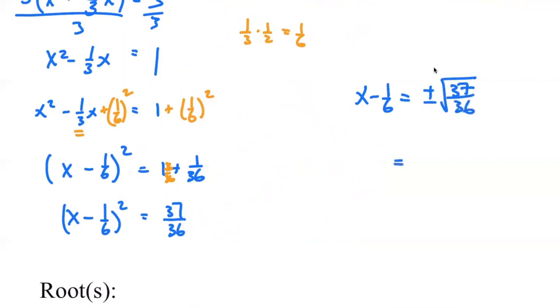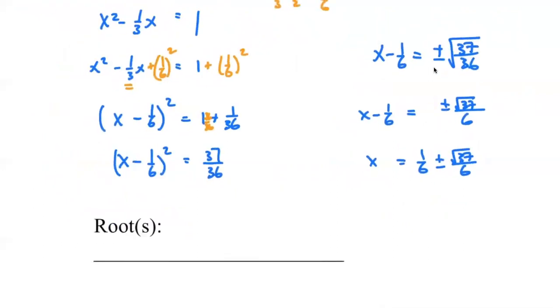Now, 37 is not a number that we can work with, but we do have 36, and the square root of 36 is 6. So, hey, we have this. All right, and then we're going to add the 1/6 to the other side. So there we go. Okay, so that is our root.